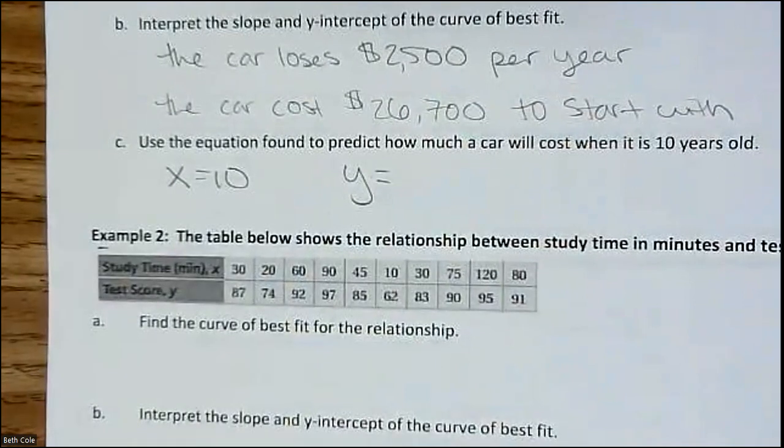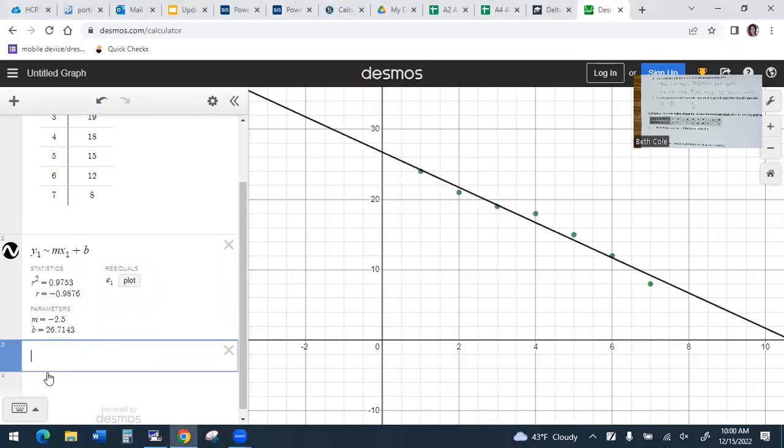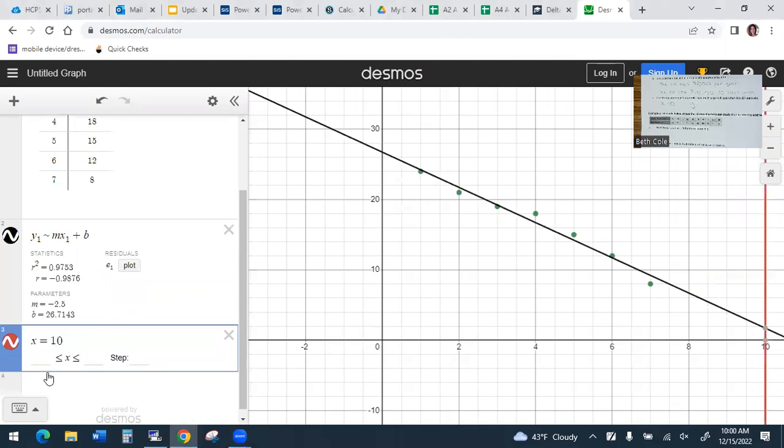I'm going to share my screen again. You kind of have to deal with this because I can't have both screens up there at the same time. Come back down here to the third blank and put X equals 10. And stay here with me because I want to have time to at least go through one more whole example.